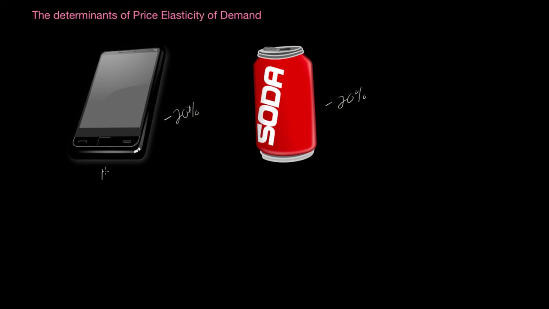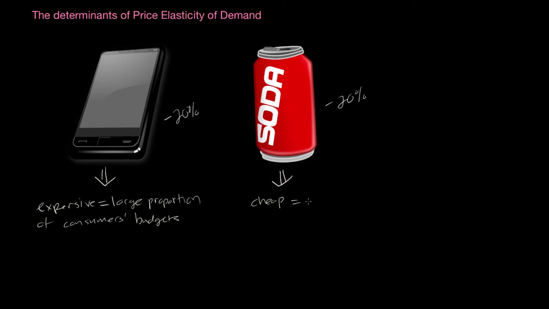Well, the main difference between these two is that smartphones are expensive. And for most consumers, they make up a large proportion of consumers' budgets. You may have to spend $600 on a smartphone. If you're only earning, let's say, $30,000 a year, that's a significant proportion of your total income, whereas sodas are already relatively cheap and therefore make up a smaller proportion of consumers' budgets. For a typical consumer, a soda is a much less significant purchase than a smartphone.